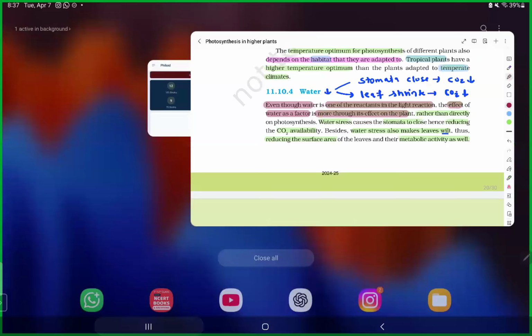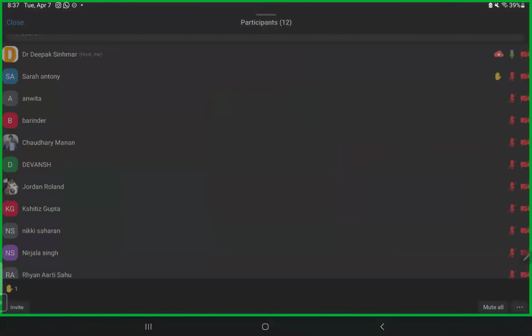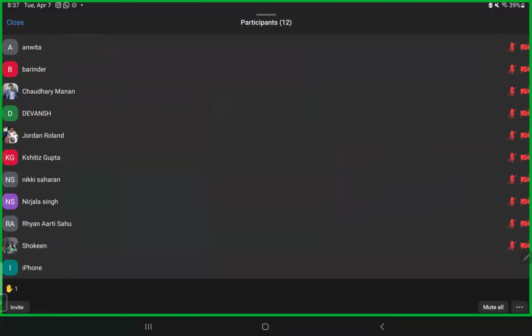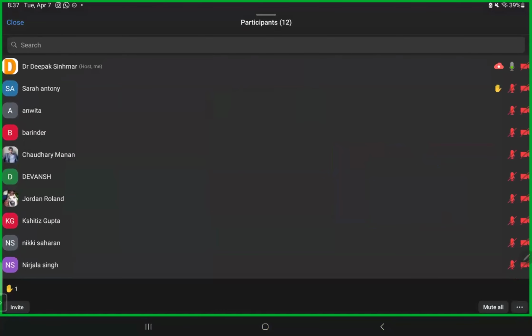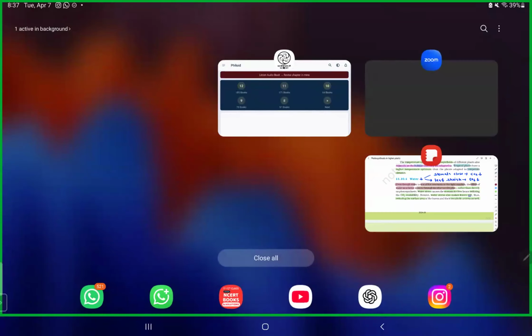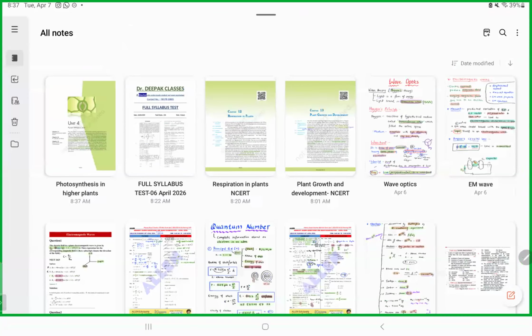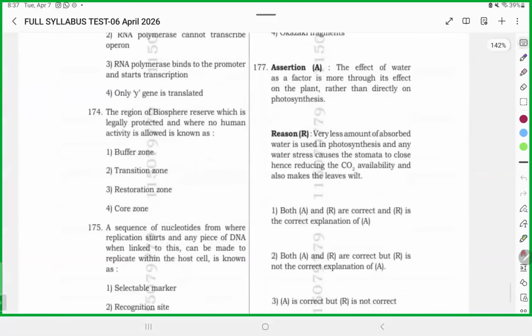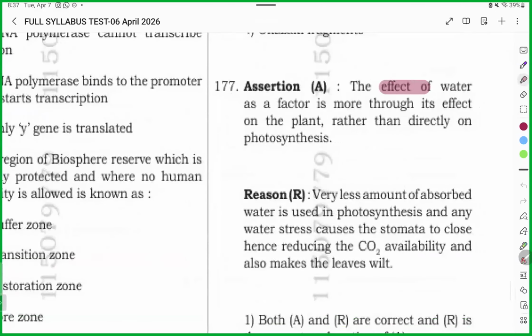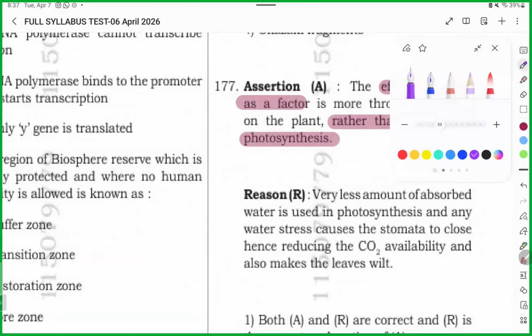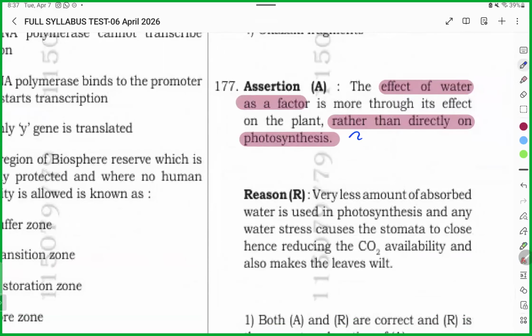And now look at this statement. So Sarah, now tell me this sentence. Effect of water, okay? Effect of water as a factor is more through its effect on the plant rather than directly affecting the photosynthesis. Is this correct? Yes, sir.